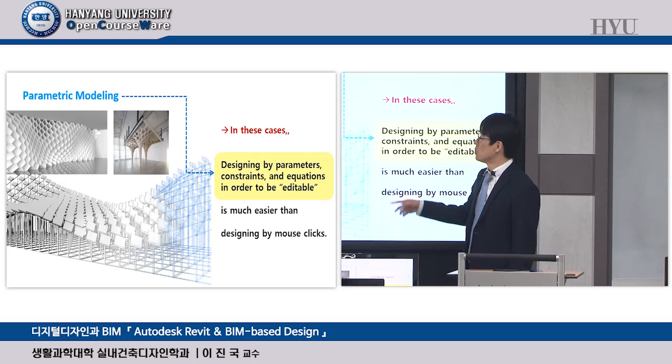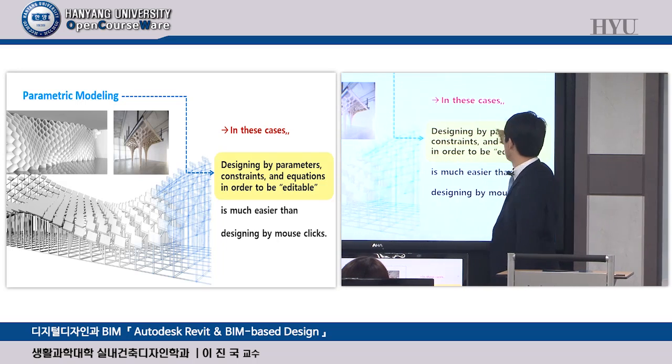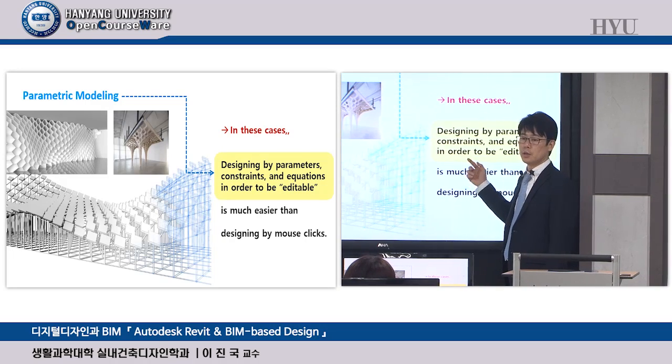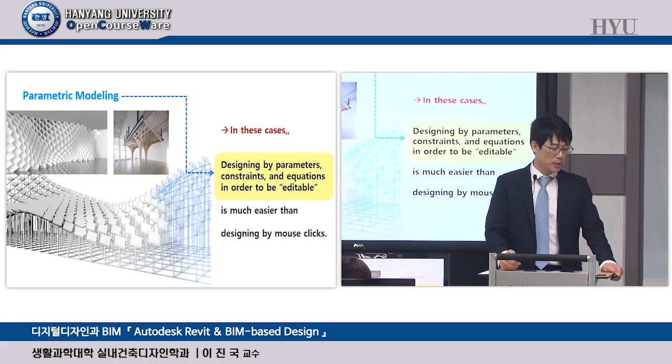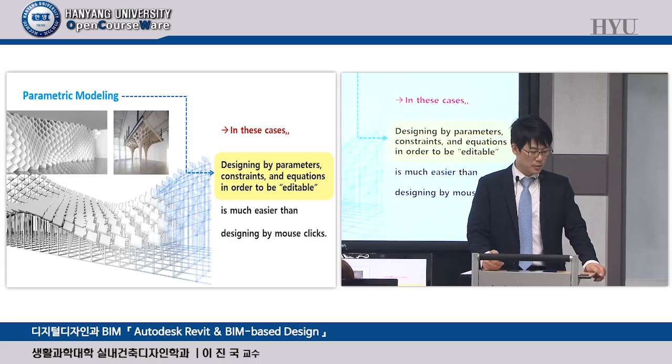So in a nutshell, parametric modeling can be defined this way, okay? That is so-called parametric modeling: designing by parameters, constraints, equations, editable design.